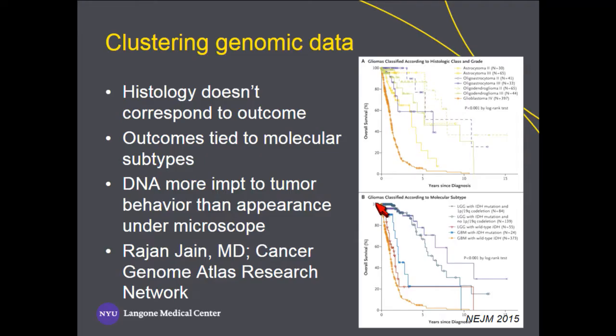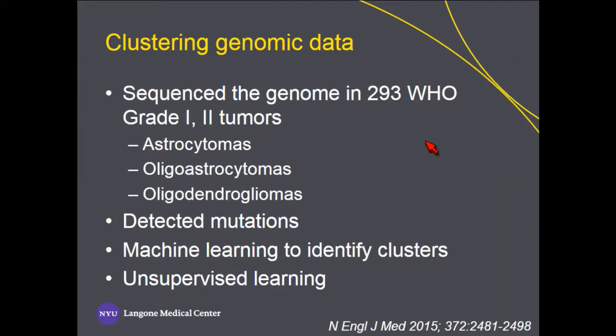What about clustering? Nowadays, we know that histology doesn't really correspond to outcome. And outcomes are really tied to molecular subtypes and your DNA. So this is some work that was published in the New England Journal by a big group, and Raj and Jane, one of my colleagues, participated in that. But essentially, you see that gliomas classified according to molecular subtype, the survival curves separate, and if you try to do it by histology, they're all mixed up.